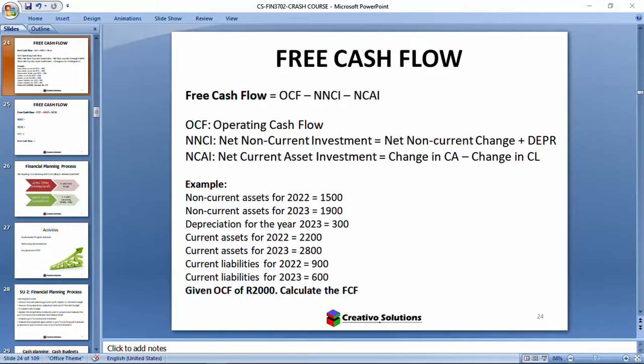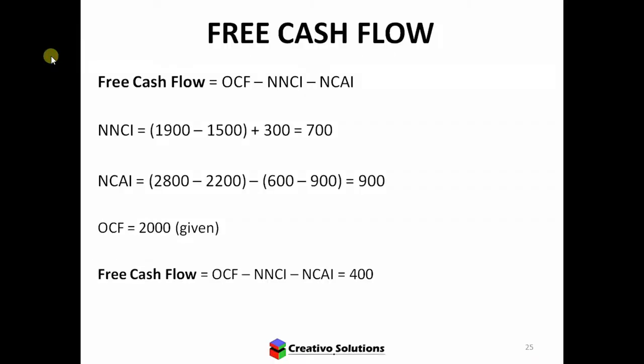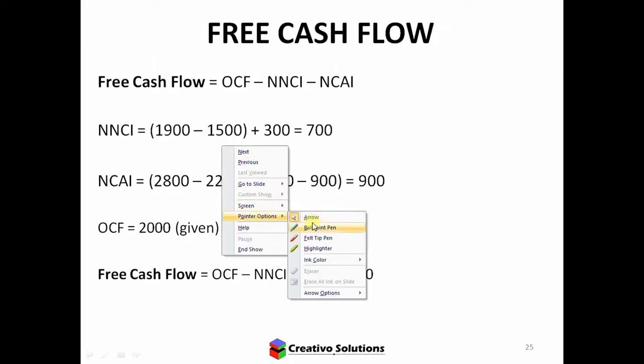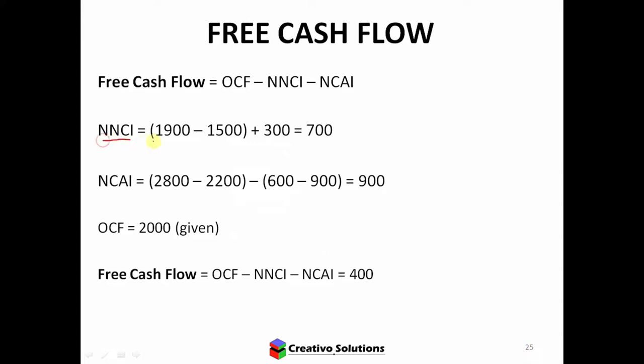I get 1,000. Let's have a look and check it. You're getting 1,000. Let's have a look. Ooh, not quite. Let's check your NNCI. Let's see where you made the mistake. What was your NNCI? What amount did you get? 700. Okay, that's good. What amount did you get for the NCAI? 300. Okay, this is where the mistake came.